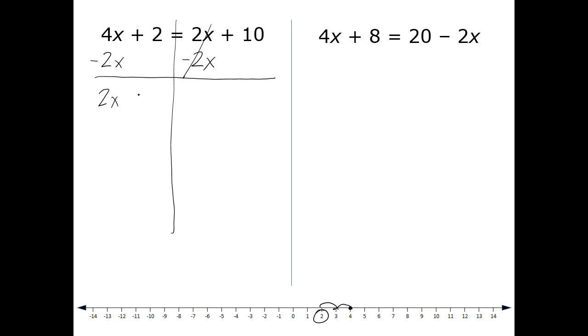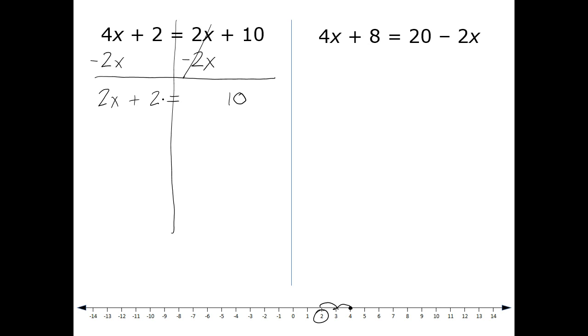Nothing happened with this plus 2, so this comes down. And nothing happened with this 10, so this 10 just comes down. Okay? There we go. So my new equation is now 2x plus 2 equals 10.